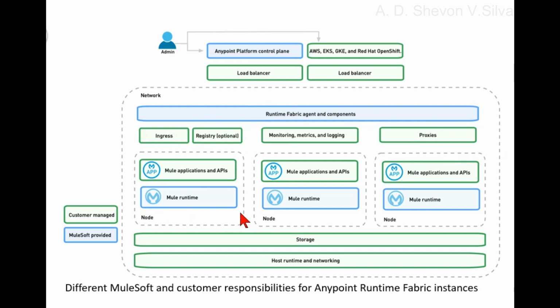Runtime fabric core services. Anypoint Runtime Fabric and its underlying components run as a Kubernetes deployment object in EKS, AKS, GKE, and Red Hat OpenShift environments. You manage the objects via Anypoint Platform.